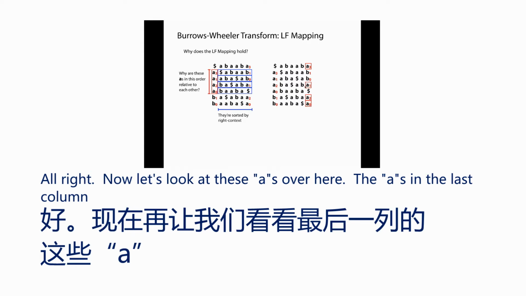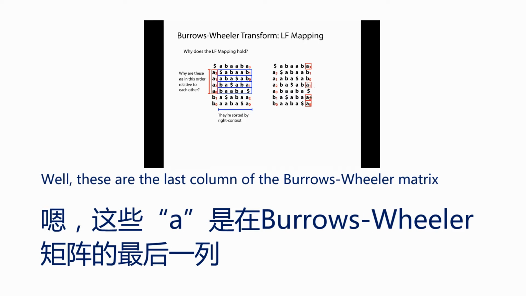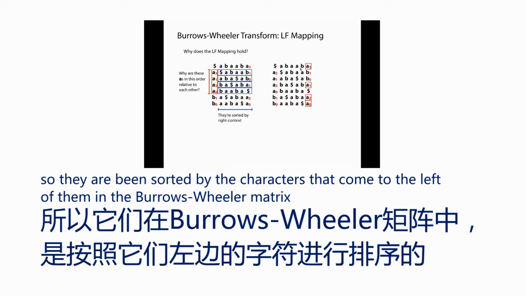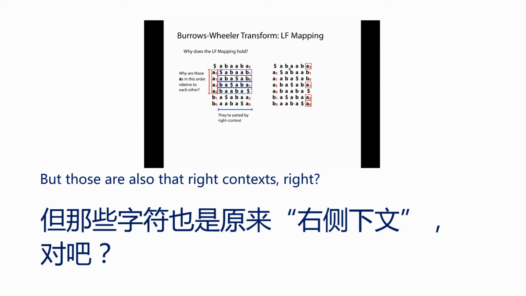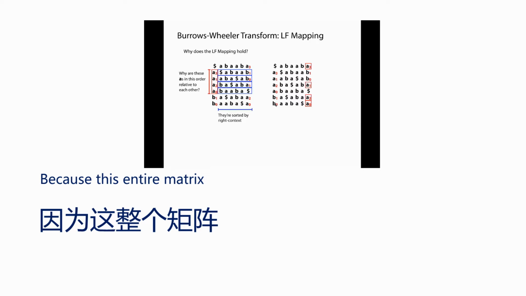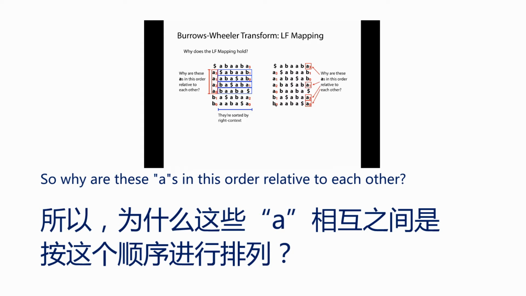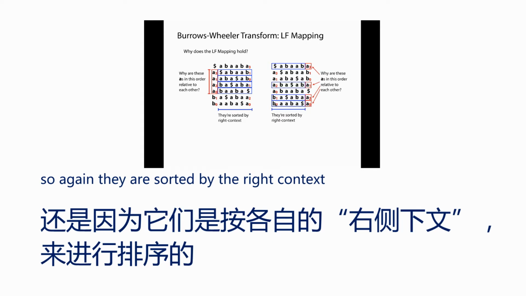All right. Now let's look at these A's over here, the A's in the last column. Why are these A's in this relative order? Well, these are in the last column of the Burrows-Wheeler matrix, so they're being sorted by the characters that come to the left of them in the Burrows-Wheeler matrix, but those are also their right contexts, right? So this string here, and this string here, and this string here, and this string here, those strings are in that relative order because the entire matrix is just a sorted list of rotations. So why are these A's in this order relative to each other? Again, because they're sorted by their right context.